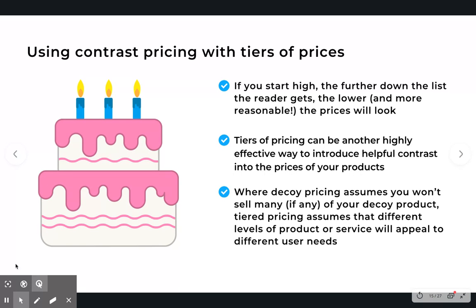Using contrast pricing with tiers of prices. So if you start high, the further down the list the reader gets, the lower and more reasonable the price will look. So this is something that we've covered earlier on. Just to reiterate, tiers of pricing can be another highly effective way to introduce helpful contrast into the prices of your products. Where decoy pricing assumes you won't sell many, if any, of your decoy products, tiered pricing assumes that different levels of product or service will appeal to different user needs.